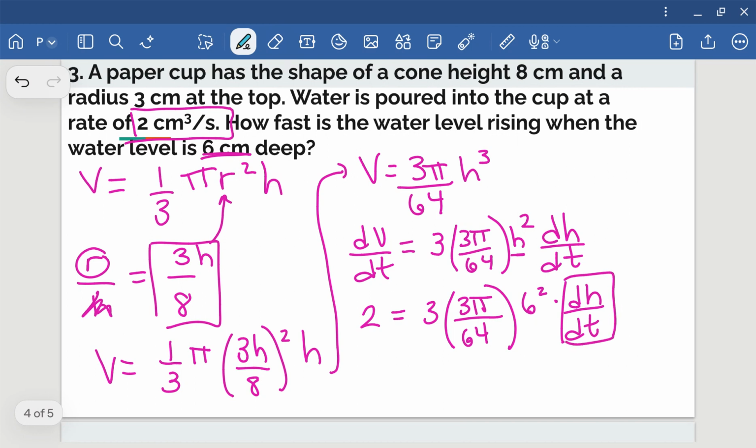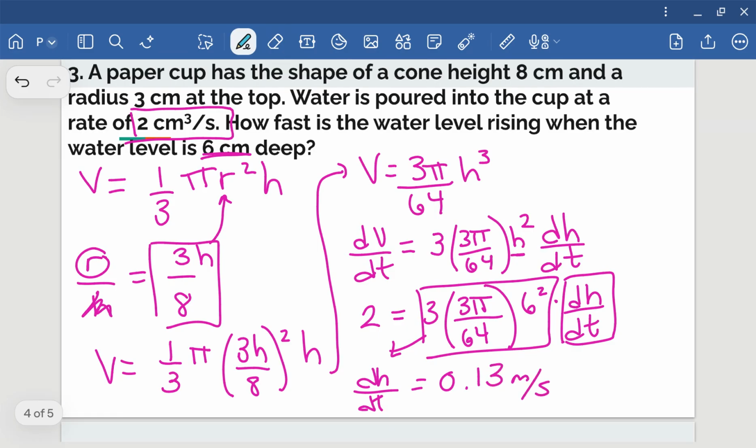So then your last step is to isolate your dh over dt by essentially moving all of this to the other side by dividing. And then your dh over dt will equal 0.13. And then your height is in centimeters, time is in seconds, so centimeters per second. And I believe too, because it's rising, it would be a positive value.